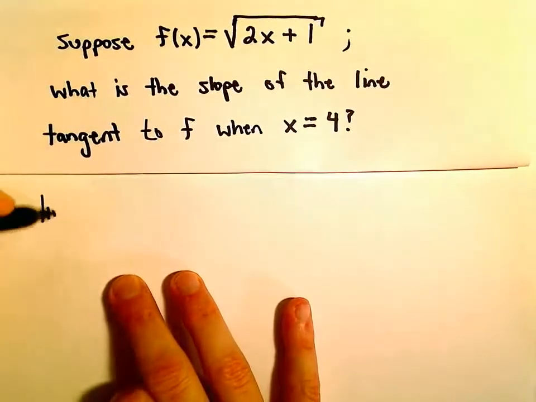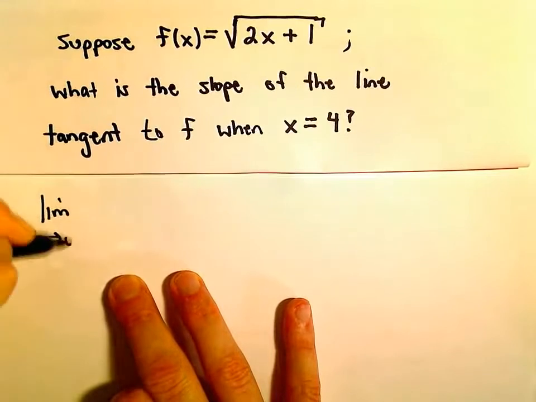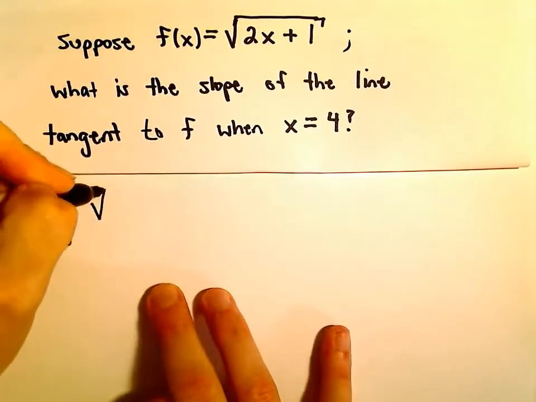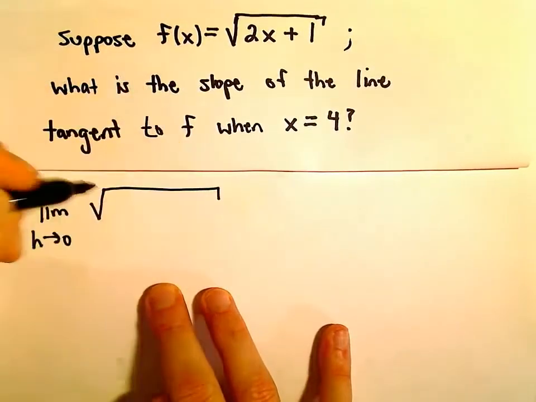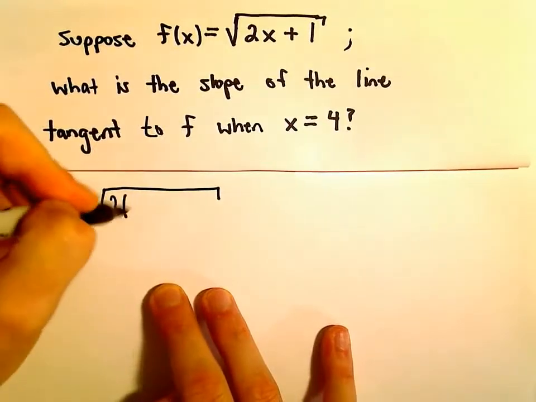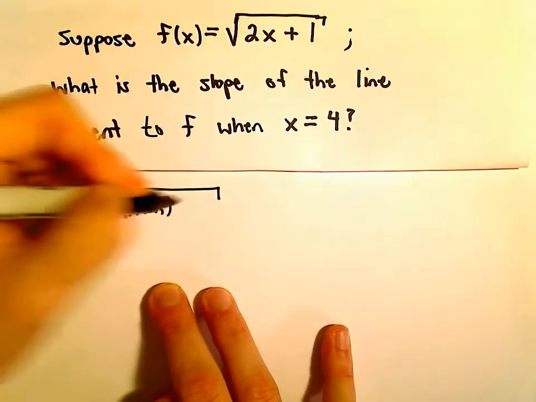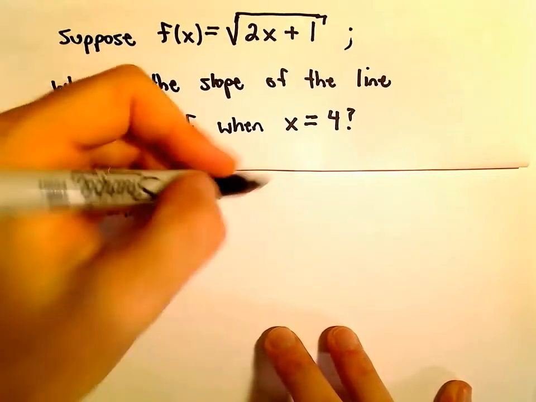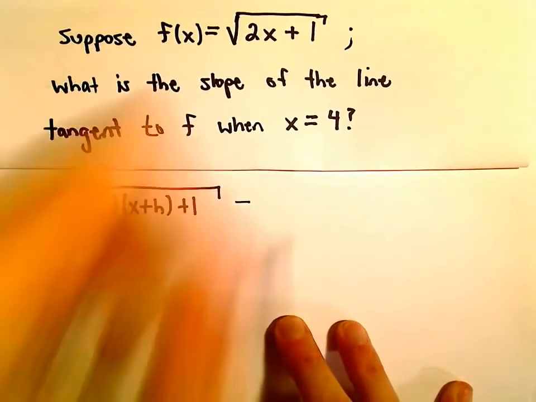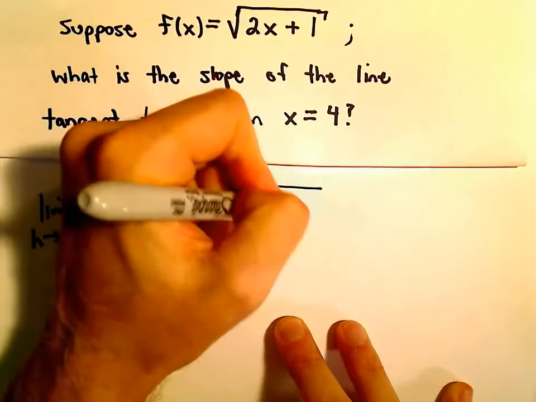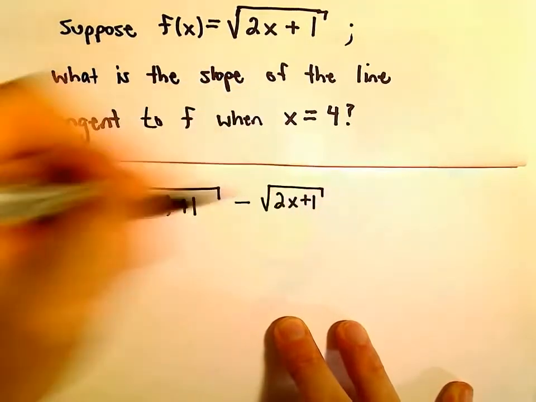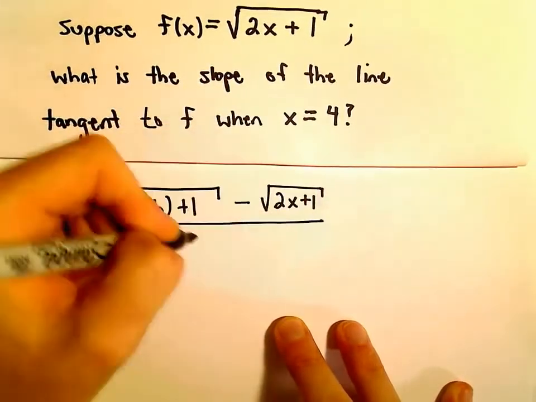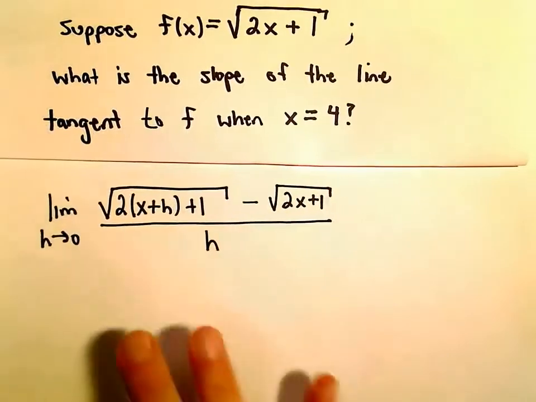So we'll have the limit as h approaches 0. And we take f of x plus h, which in this case, if we replace our x with x plus h, we just have 2 times the quantity x plus h, plus 1. And then we do minus our original function f of x, square root of 2x plus 1. That's all over h.